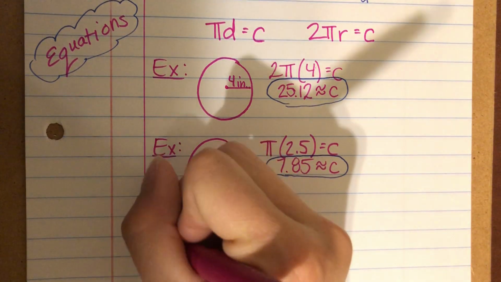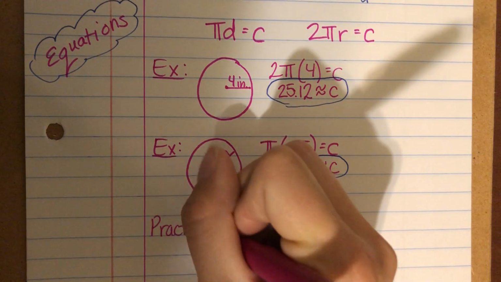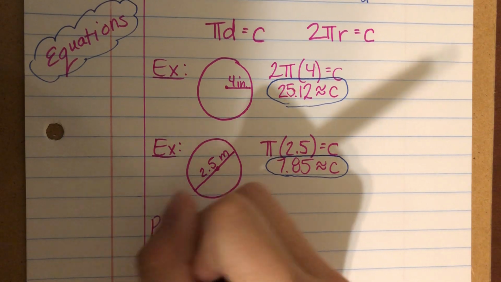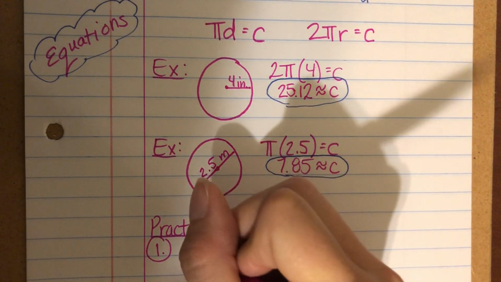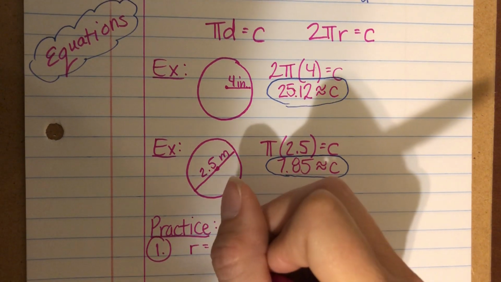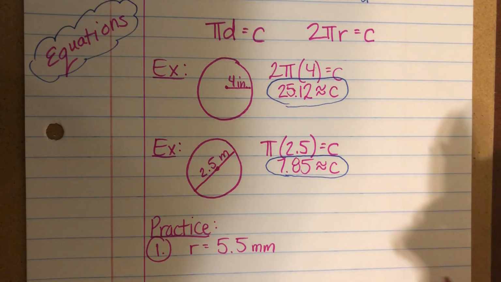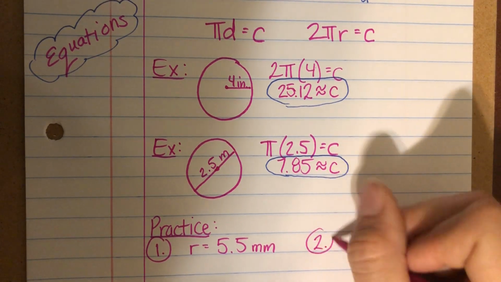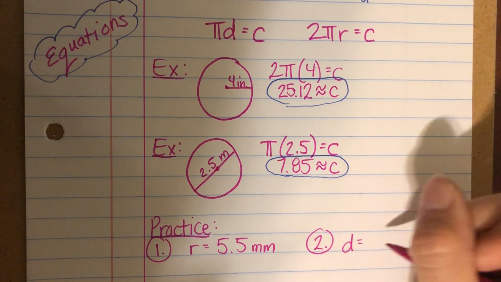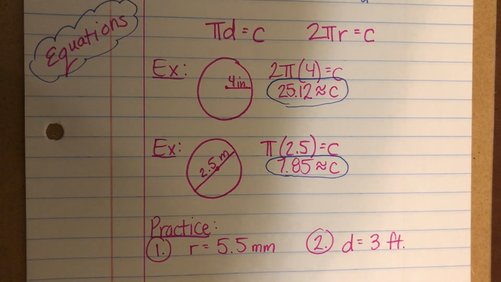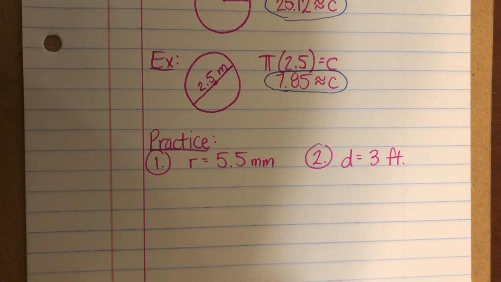Okay, let me give you a couple practice problems. Then we're going to use the equation the opposite way real quick, and then we'll call it a day, okay? So let's say that you're given a radius of 5.5 millimeters. Find the circumference. And number 2, let's say that you're given a diameter of 3 feet, okay? So find the circumference of both of those circles. Go ahead and pause your video. Do that math, please.